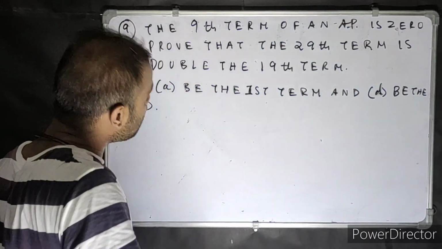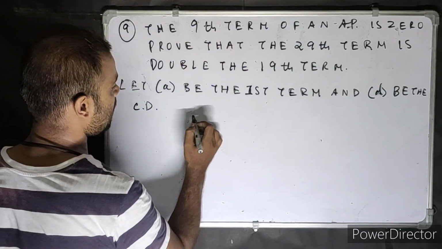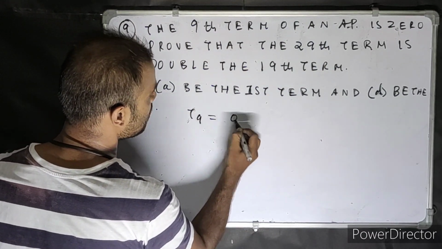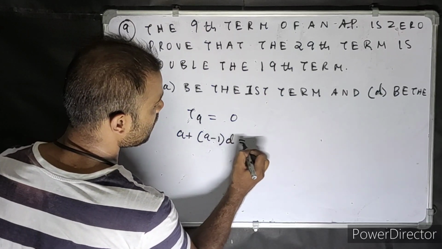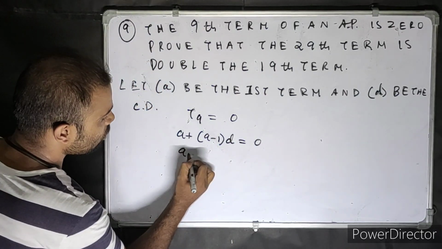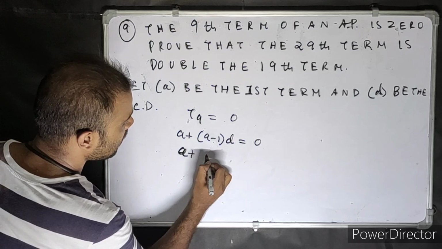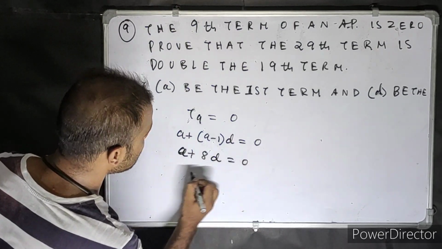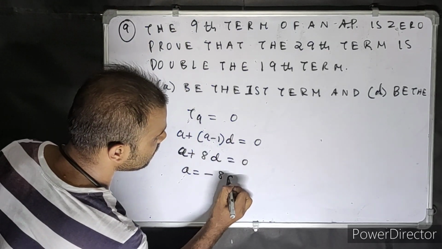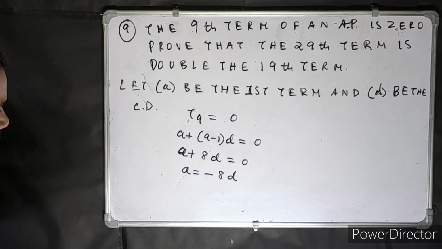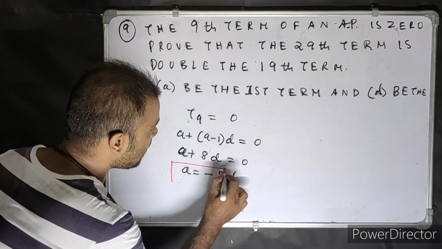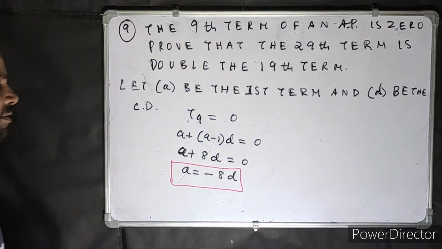Once you've got the A and the common difference, we start with the 9th term of an AP. So T of 9 is equal to 0. So A plus 9 minus 1 D is equal to 0. So A plus 8D is equal to 0. So A is equal to minus 8D. Keep this very, very important part. A is equal to minus 8D. We will be using this every time.